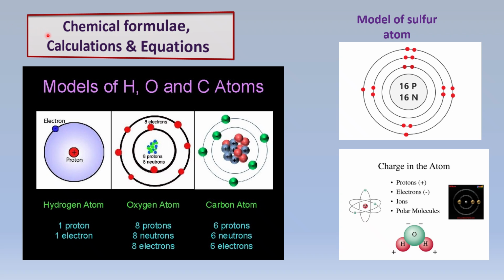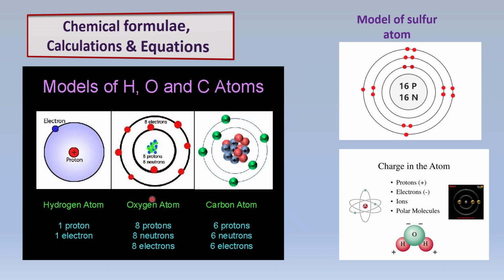Chemical formulae, calculations, and equations. Let's revise the structure of the atom. These are models of hydrogen, oxygen, and carbon atoms. In a hydrogen atom, there is a positive proton at the center, or in the nucleus, surrounded by an electron. Most of the mass of the atom is concentrated in its protons.